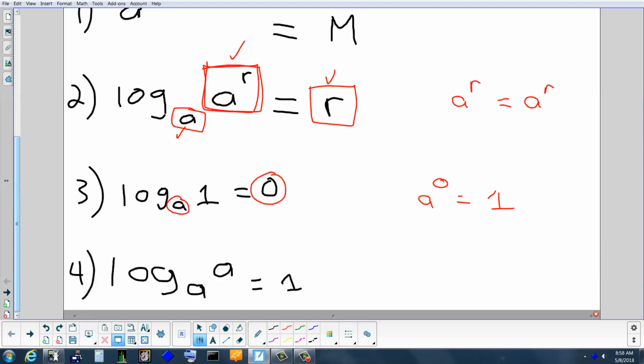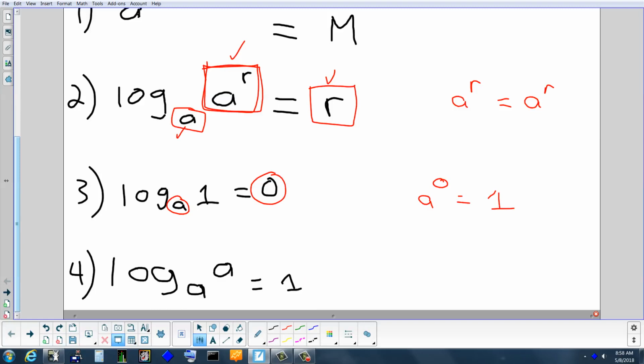And the last one. This says that the log base A of A equals 1. So if you're taking a log and your argument and your base match, the answer is 1. Okay, let's change that to exponential, and we can see why this one is true.